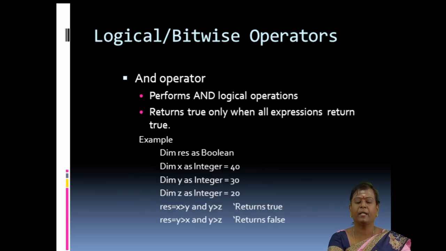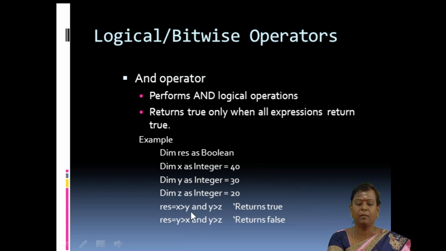So the AND operator performs the AND logical operation, that is, it returns true only when all expressions return true values. In our example, X and Y have 40, 30, and Z is 20. So assigning the values using the bitwise operators, that is X greater than Y and Y greater than Z. X greater than Y is an expression and Y greater than Z is an expression. Using the AND operator, we are comparing both the expressions.